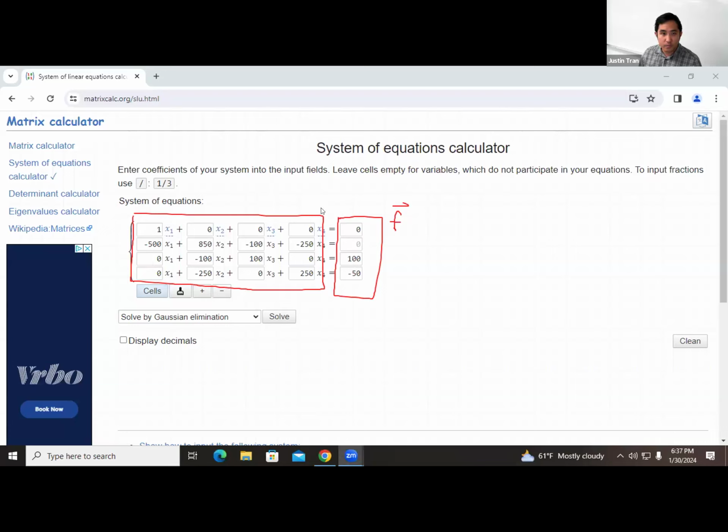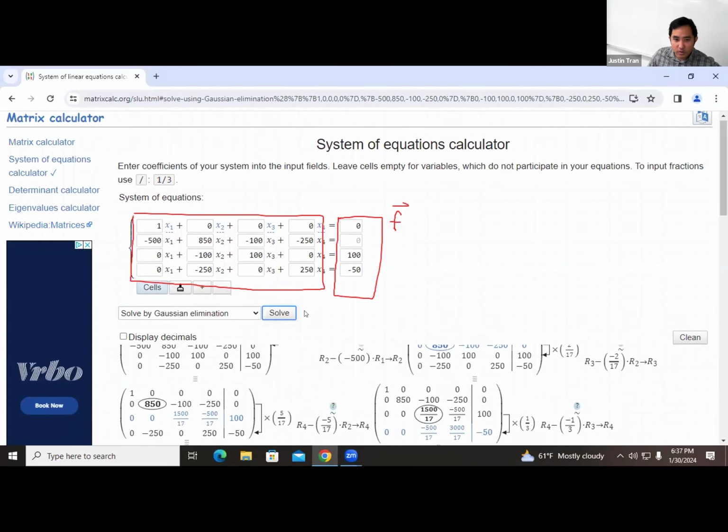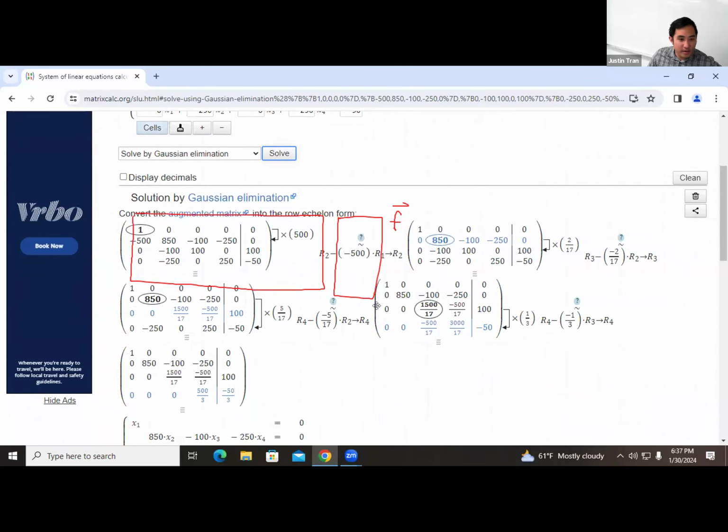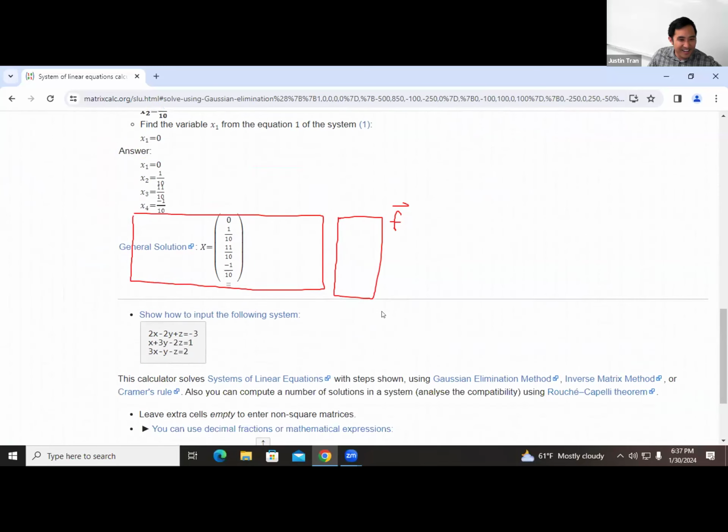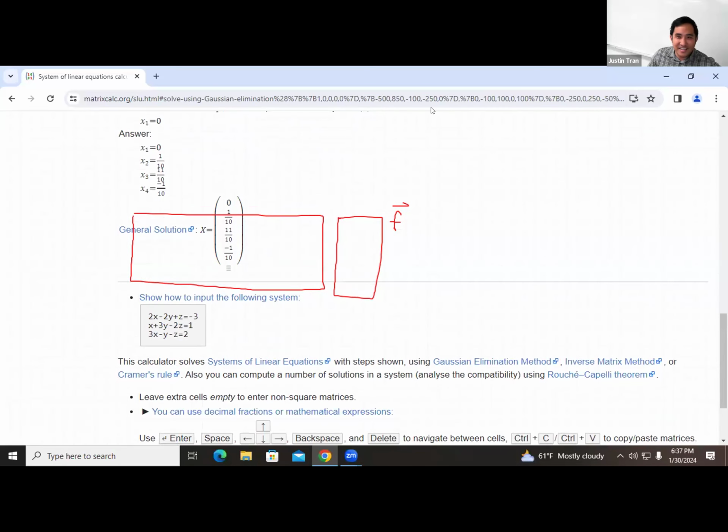Now let's keep it up. All right. So now that we've entered the entries into the matrix, we can go ahead and solve. I'm hoping this solve button will do what I think it's going to do. Okay, good. All right, so this is the solution here.